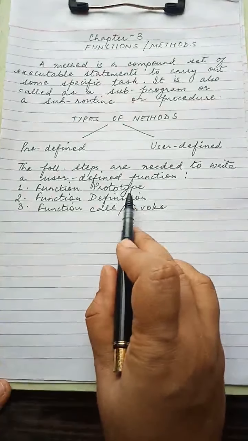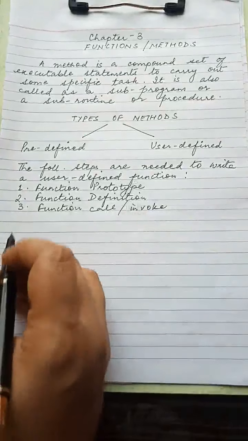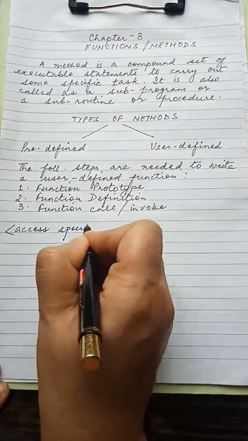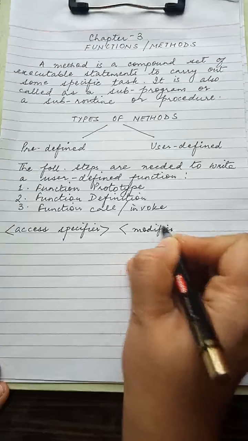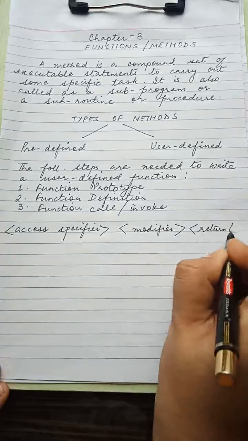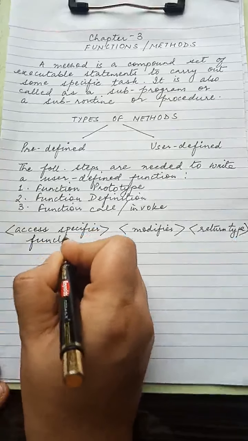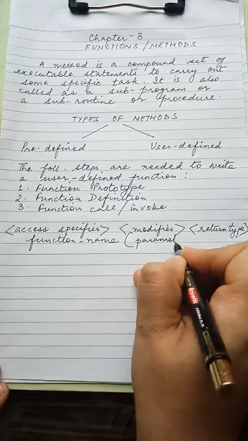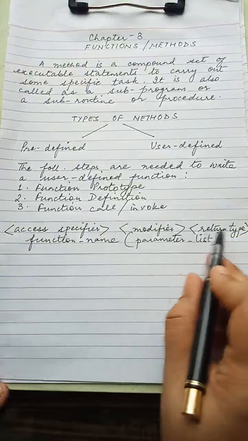Now what is the prototype? Prototype is the function declaration. The function prototype consists of the access specifier first of all. Then comes the modifier, which is optional. Then comes the return type. This is to be written in a single line. Then comes the function name, and in brackets, the parameters, the parameter list. This is the function prototype.